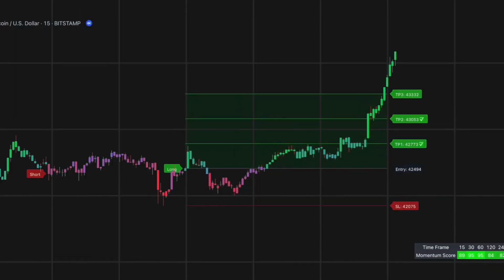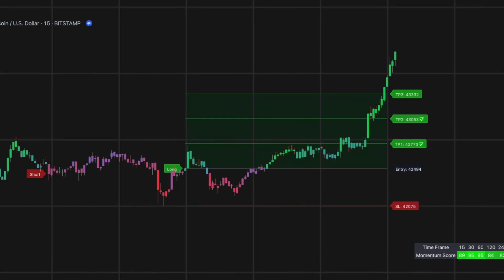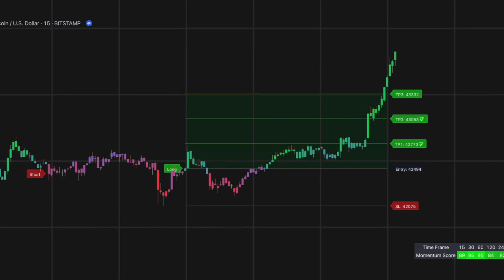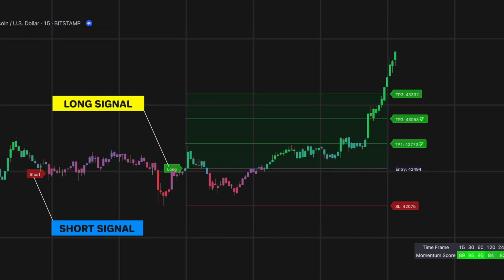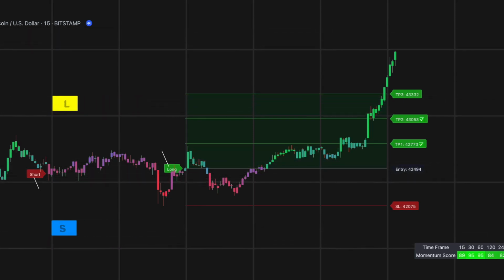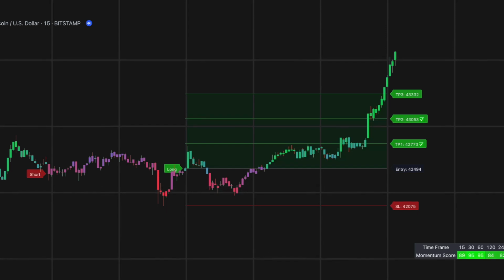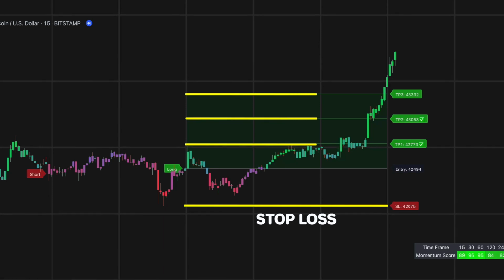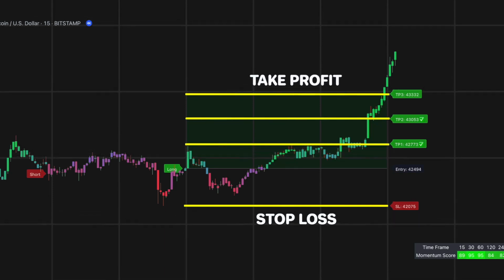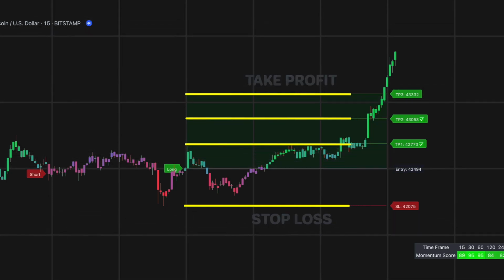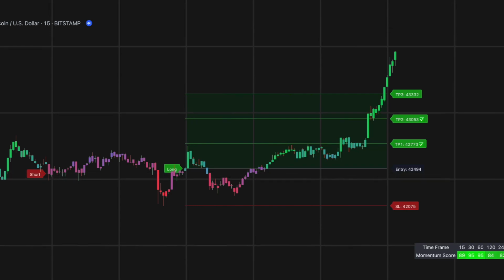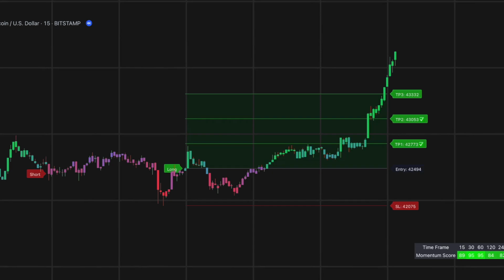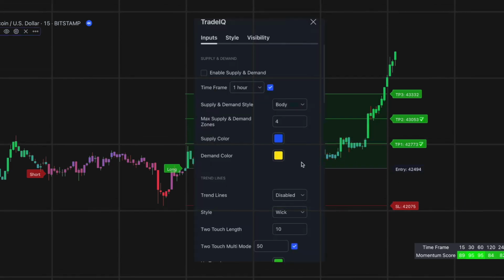The TradeIQ Toolkit indicator is a comprehensive tool designed for traders looking to enhance their market analysis and decision-making process. The indicator comes with easy-to-read long and short signals. This feature provides clear entry alerts for buying or selling. Each signal comes with designated stop-loss levels to manage risk and take profit targets to maximize gains. This makes the trading process a lot faster and easier since you can see the entry, stop-loss, and profit target prices. You can enable or disable these buy and sell signals in the indicator's inputs.